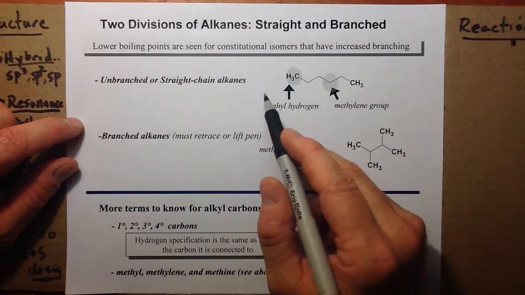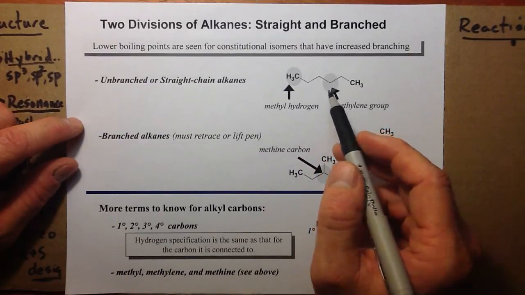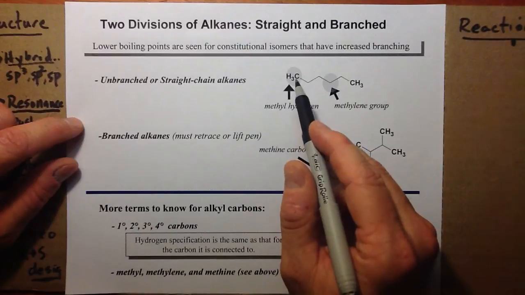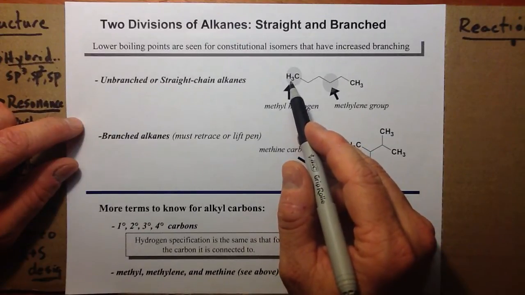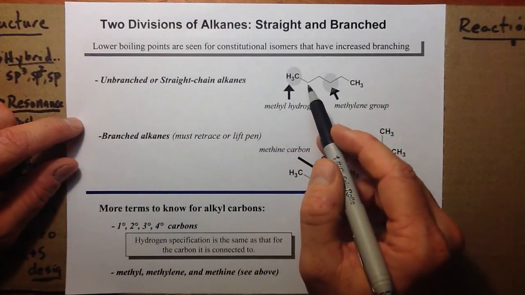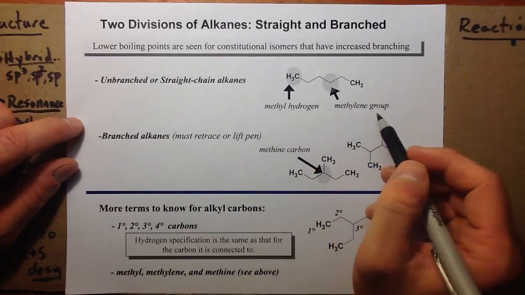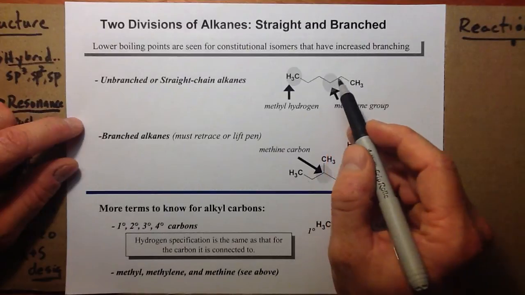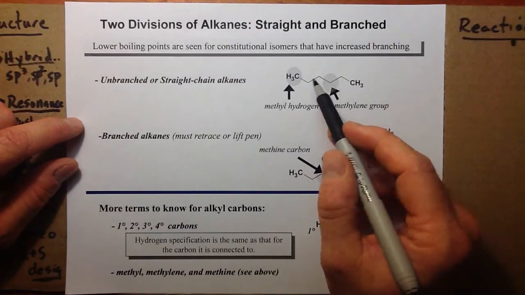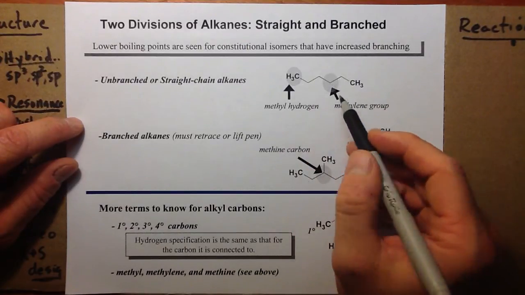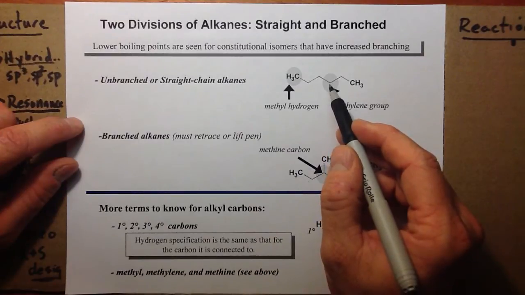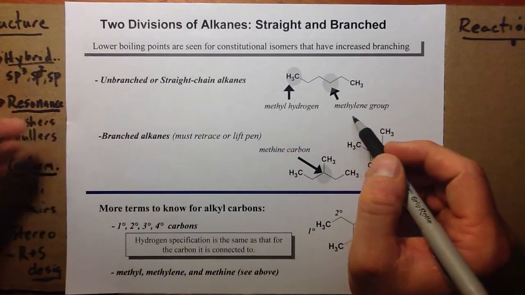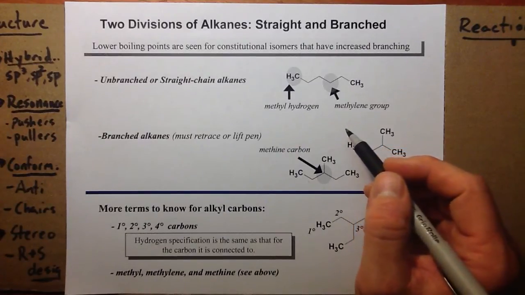we can say for this unbranched or straight-chained alkane, we have 2 methyl carbons. Methyl carbons are carbons that have 3 hydrogens off of them. Methylene carbons are those that are CH2 groups with 2 carbons off of them. Still sp3, but differing in number of hydrogens. This has 2, this has 3. So methyl, methylene. Again, we're just naming a part of the molecule.